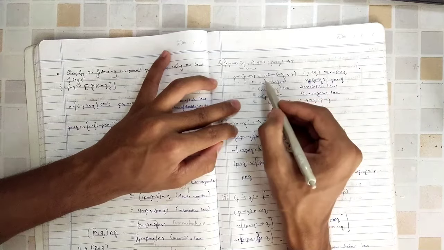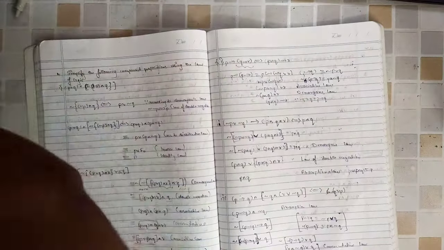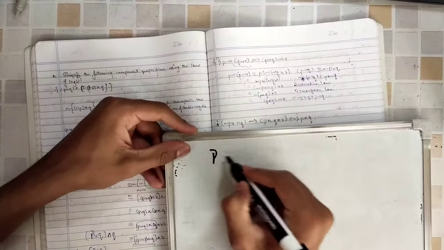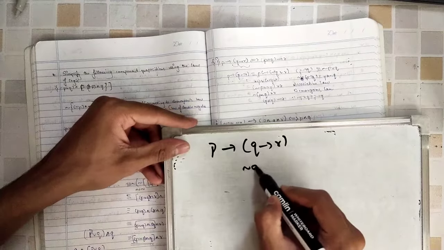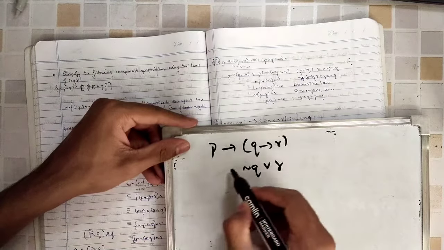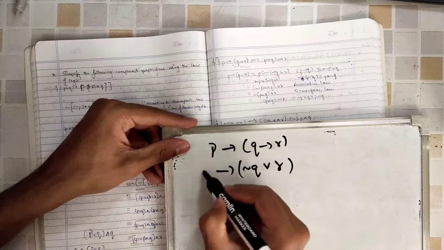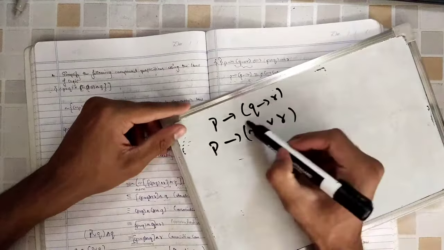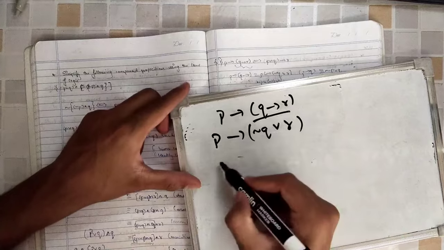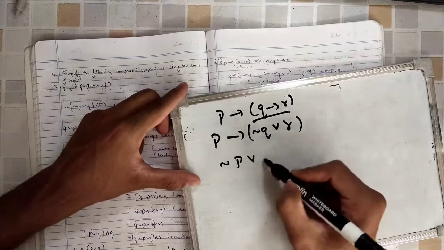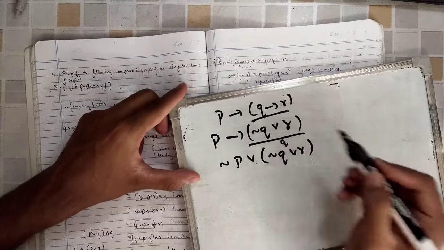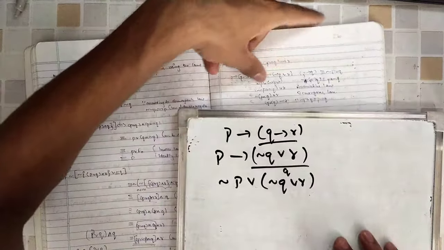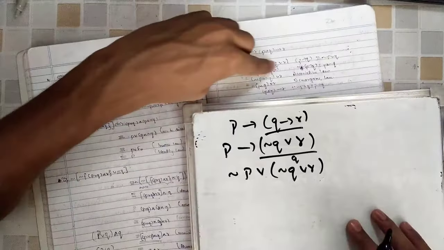Now again this is in the form of, okay, let me just write on the whiteboard also. You have to understand, right? P implies Q implies R. Now I open this, so it will become negation Q or R. Again it is in the form of P implies Q. Now first I open this, now this whole thing. So P implies Q is negation P or Q, where this whole thing is Q, right? That's what I did here, negation P or negation Q or R.